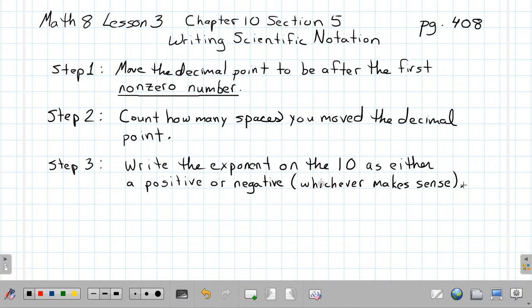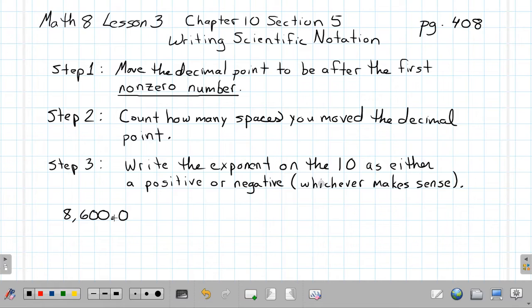So just for a couple different examples here. Let's say we have the number 8,600. And we want to write this as a number in scientific notation. Well, in the number 8,600, the decimal point is right here after the ones place. So if we wanted to, we could rewrite this number as 8,600.0. So we can see where the decimal place is.